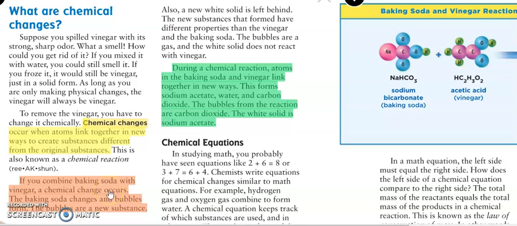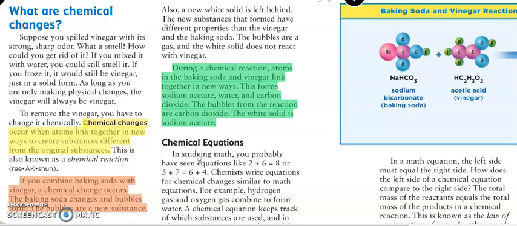Of course, you studied before about physical change and what the difference is between physical change and chemical change. In physical change, there is only a change in the shape, size, or position of an object. But a chemical change occurs when atoms link together in new ways to create a substance different from the original substance.